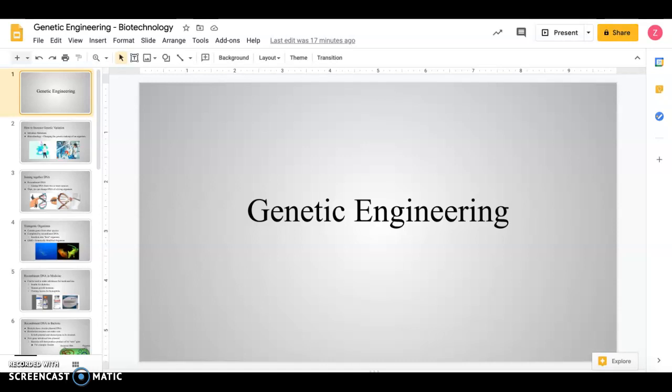Today, we're going to be going over genetic engineering, all the ways that we can influence genetic variation in organisms.